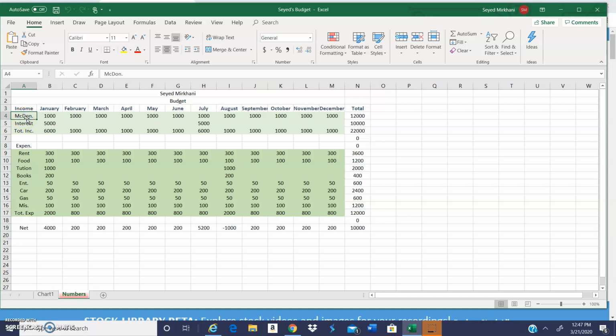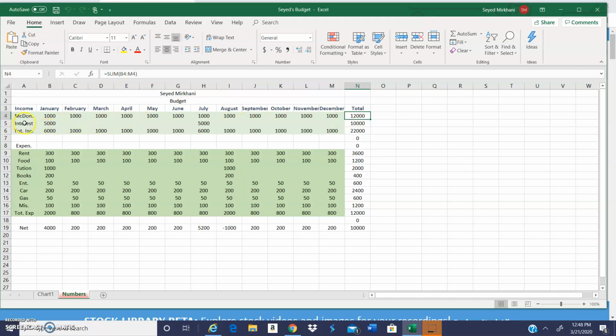Imagine that I am working, for example, for McDonald's, and I make around $1,000 in January, $1,000 in February, and all the way to December, I make $1,000 a month for a total of $12,000 a year.